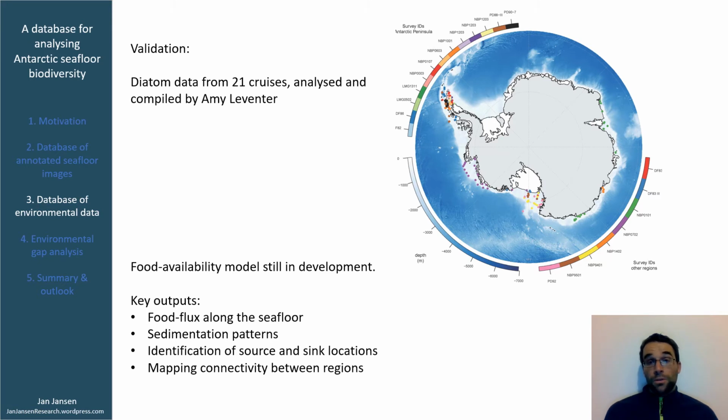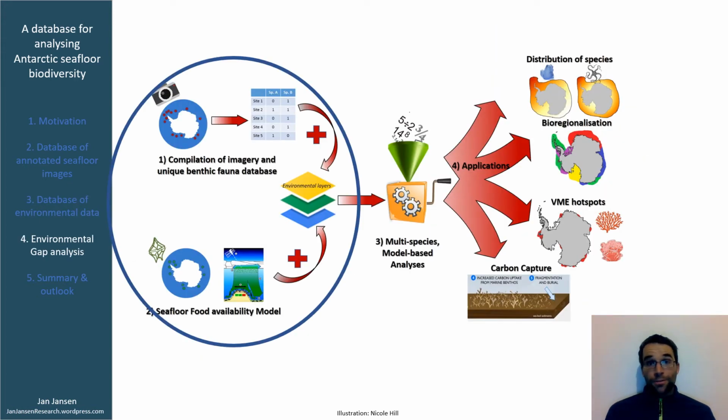We will be able to map sedimentation patterns, identify sources and sinks of these food particles, and also we will be able to map connectivity between regions, so using the ocean currents to identify which regions are connected to other regions. We're still a bit away from presenting any distribution maps, but what I can present today are some preliminary results from an analysis looking at which environmental space our data covers.